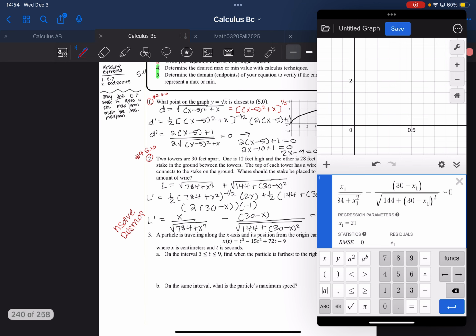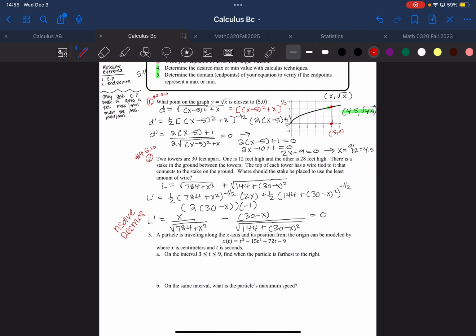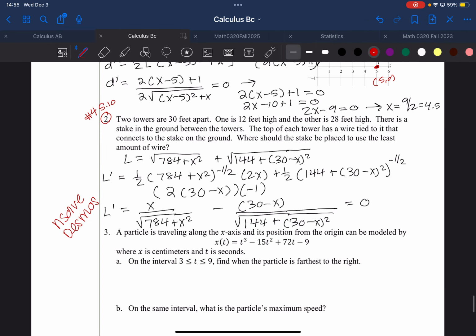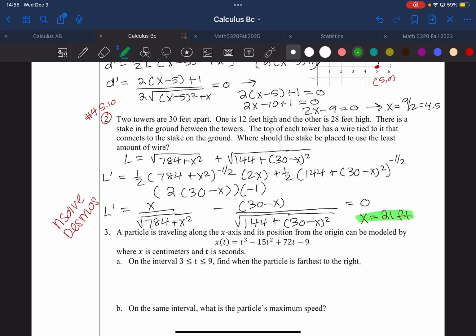Okay, so x is equal to 21. So that is what we were trying to find. But remember that x is representing where we're putting the stake. So what is going to be the units attached to 21? Feet. So we have x is equal to 21 feet. That's our answer.